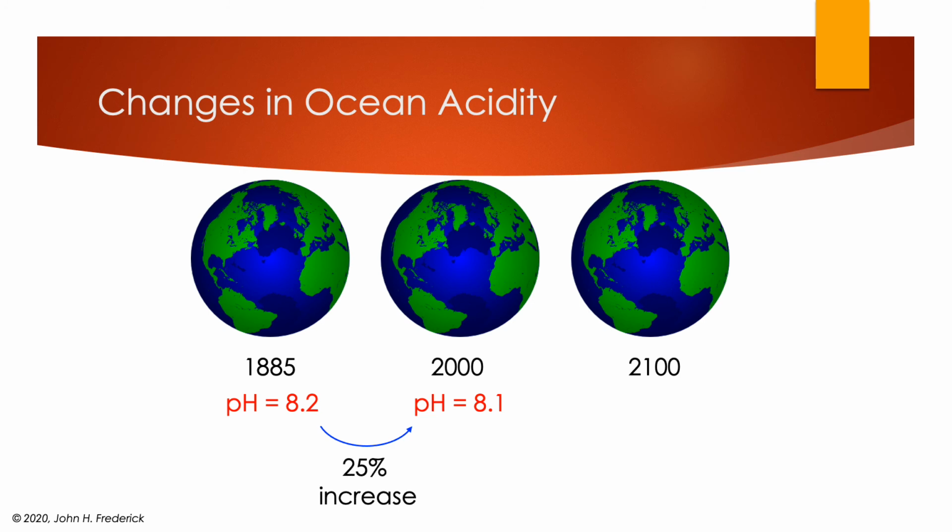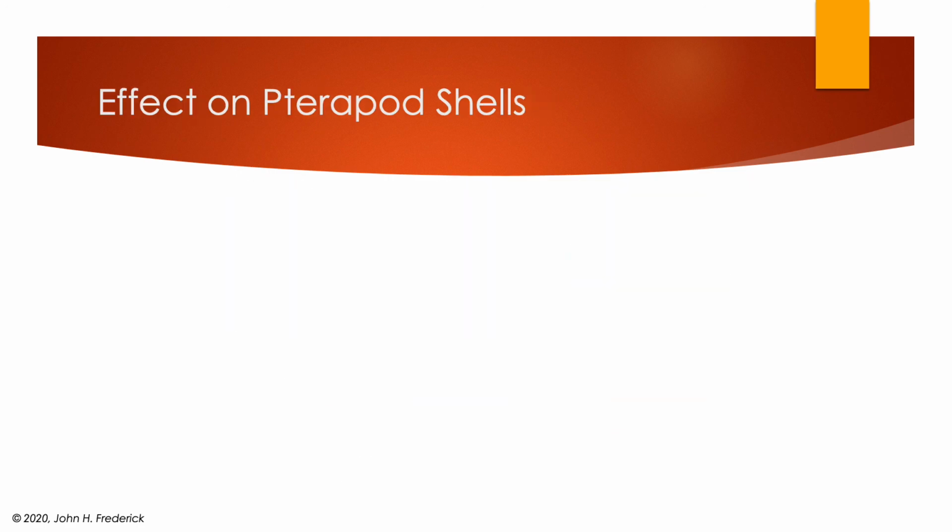Now, what's projected is if we stay on the current trend by the year 2100, it will go down to 7.8, which means the acidity will have doubled. It's a 100% increase in acidity in the oceans. So there's a serious issue that's going to be happening at this point for all of those creatures that live in the ocean that depend on creating carbonate shells to protect themselves.